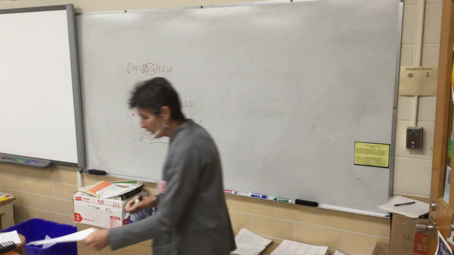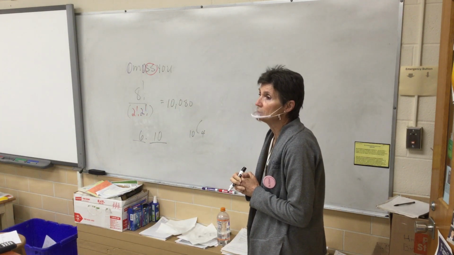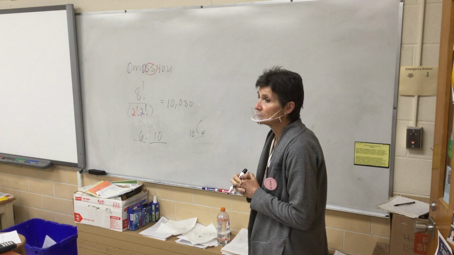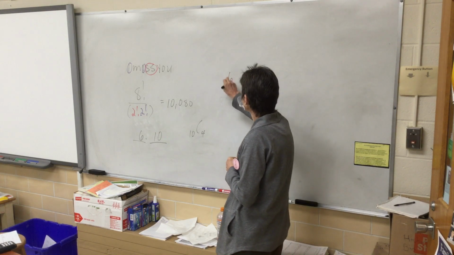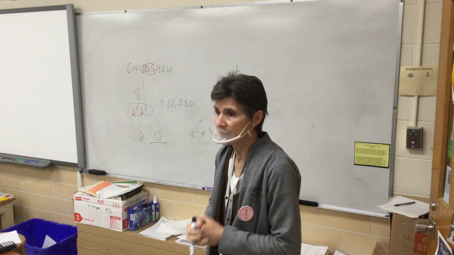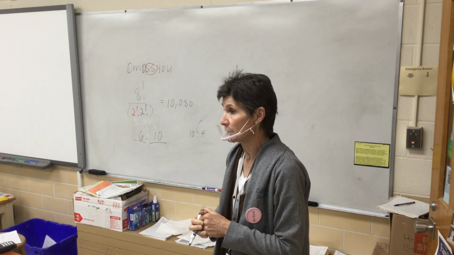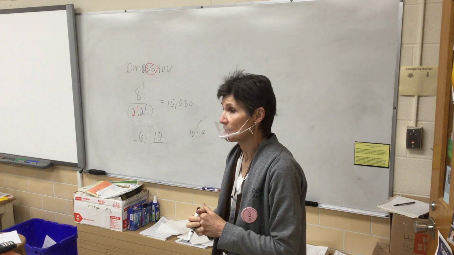Number 4, how many ways can I arrange 6 people in a row? 6 factorial. If you are arranging people in a row, it's people factorial. So 8 people in a row, 8 factorial. 6 people in a row, 6 factorial.